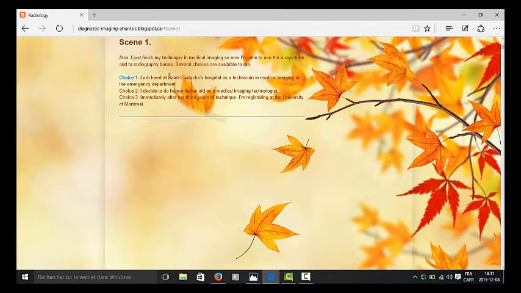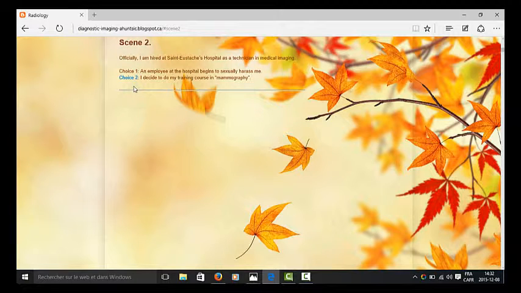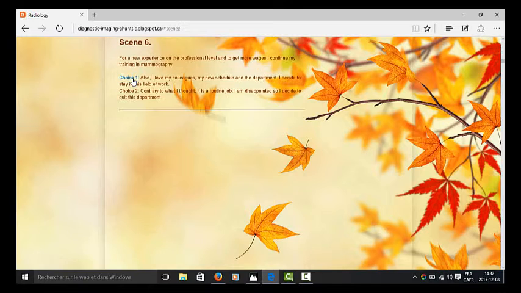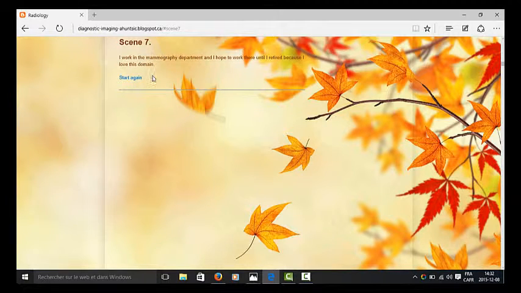I am hired at Saint-Eustache Hospital. I decide to do my training course in mammography. I will take the choice number 2. I decide to stay in this field of work. And the conclusion, I work in the mammography department and I hope to work there until I retire because I love this domain. Start again.